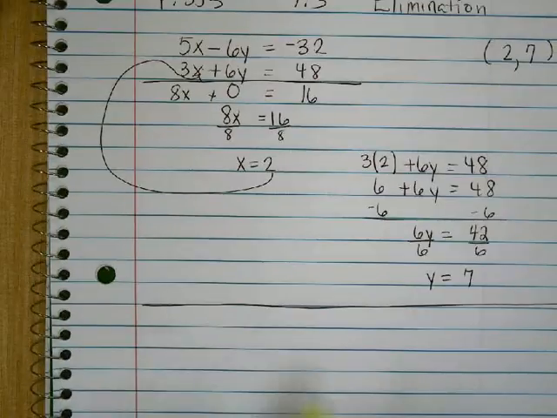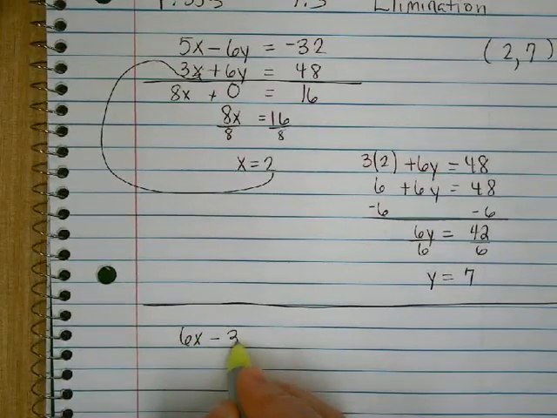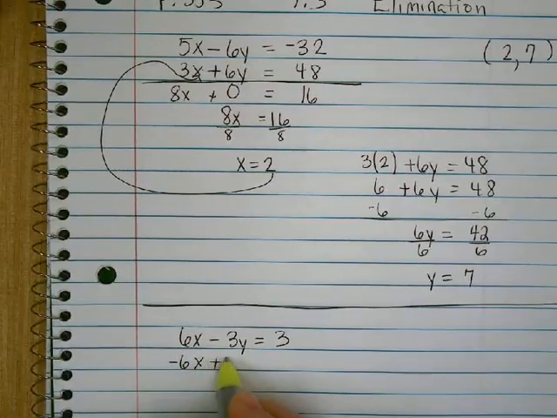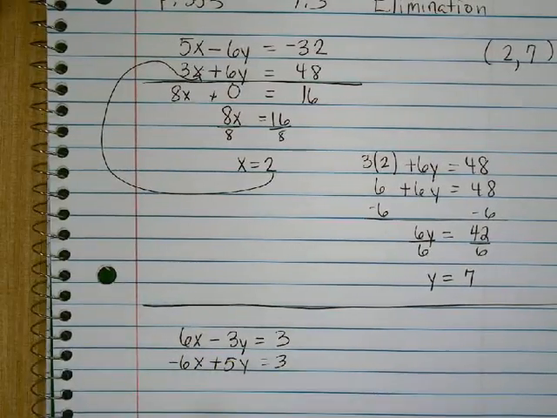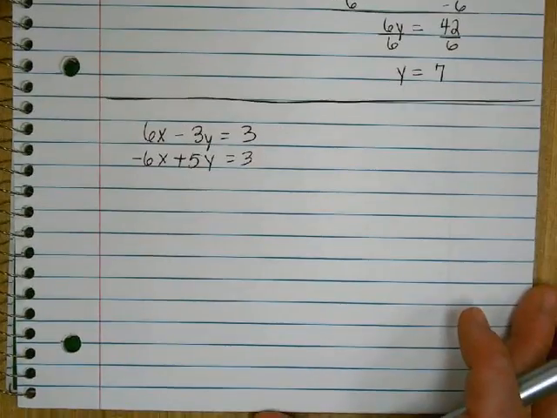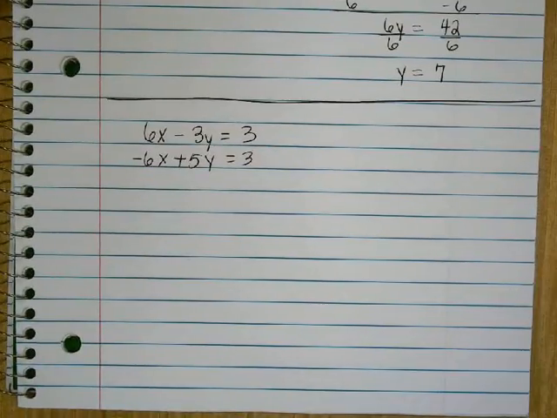It says 6x minus 3y equals 3, and negative 6x plus 5y equals 3. Write it on your paper.